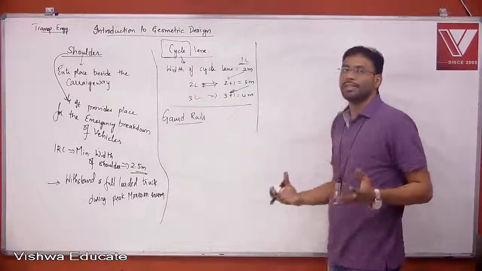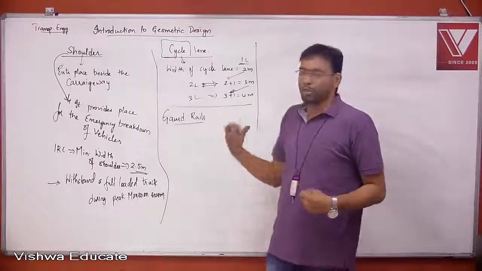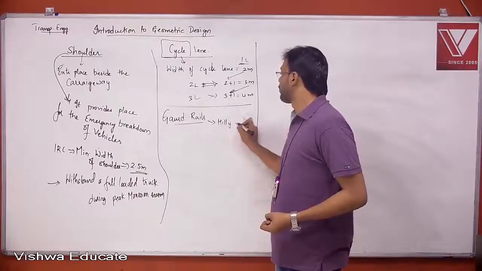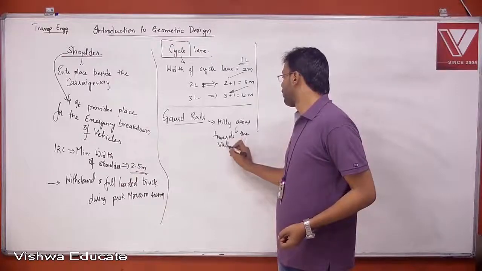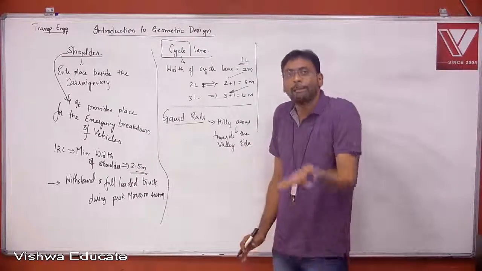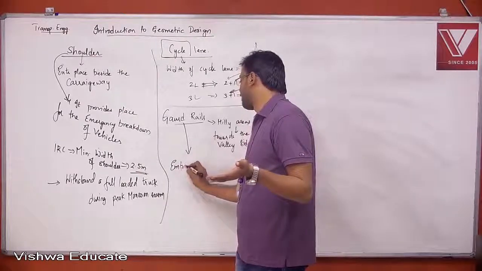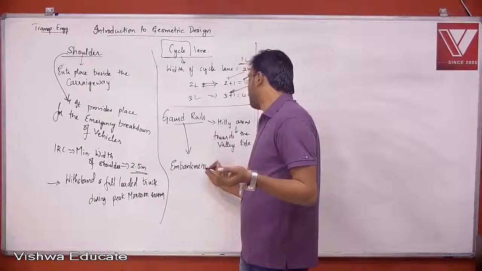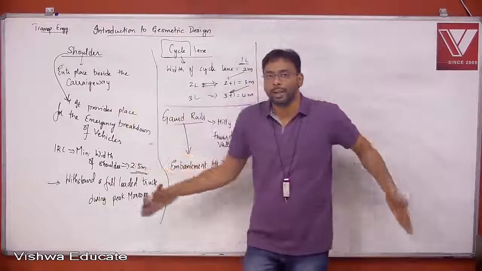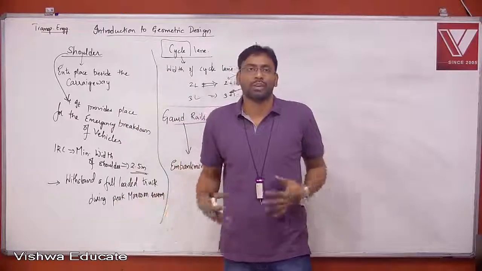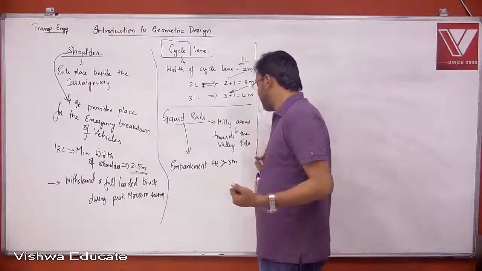These guardrails are nothing but the safety things or the safety barricades that we provide along the sides of the road. Where we should provide this? Obviously, in the hilly areas we provide them towards the valley side. And if your embankment height is more than 3 meters, then also we should provide barricades. Barricades are nothing but guardrails, so that if any vehicle loses its control, the guardrails will stop that vehicle from falling off the height.